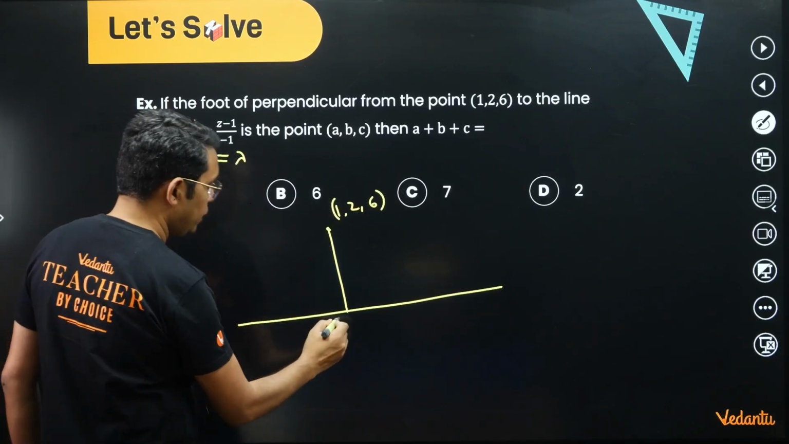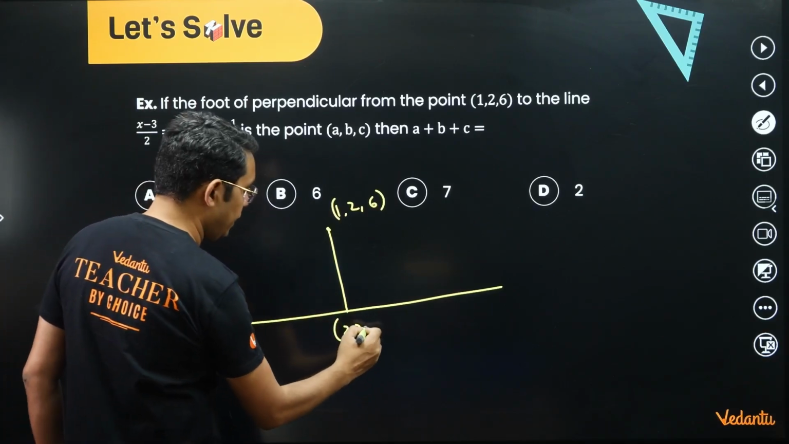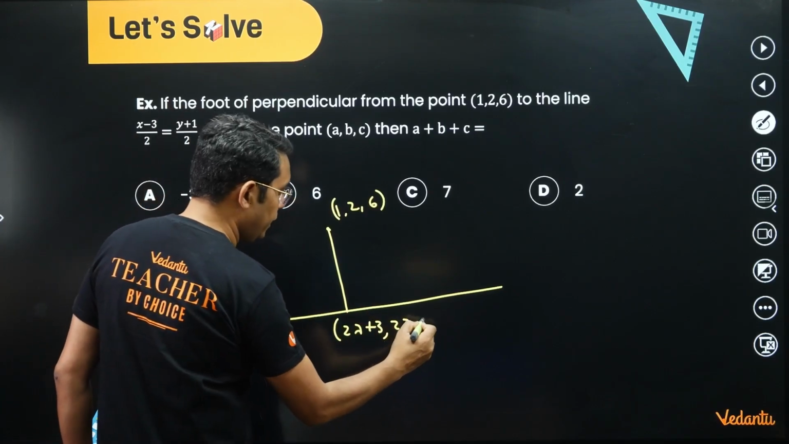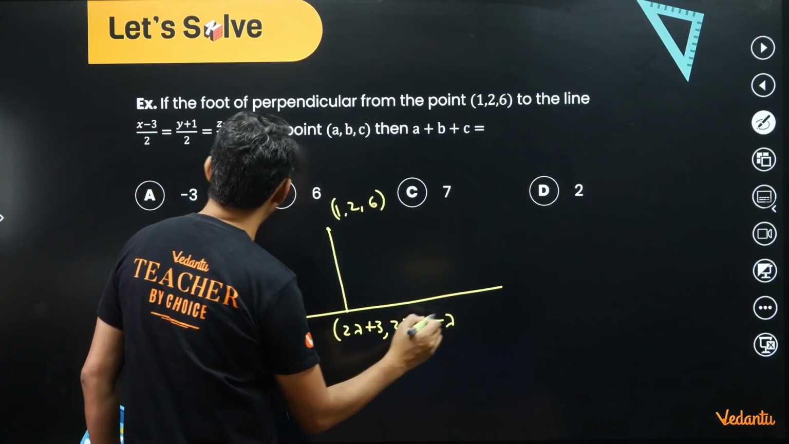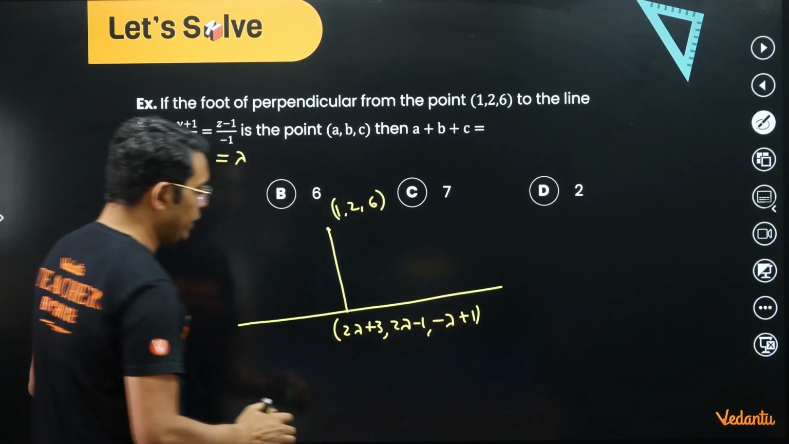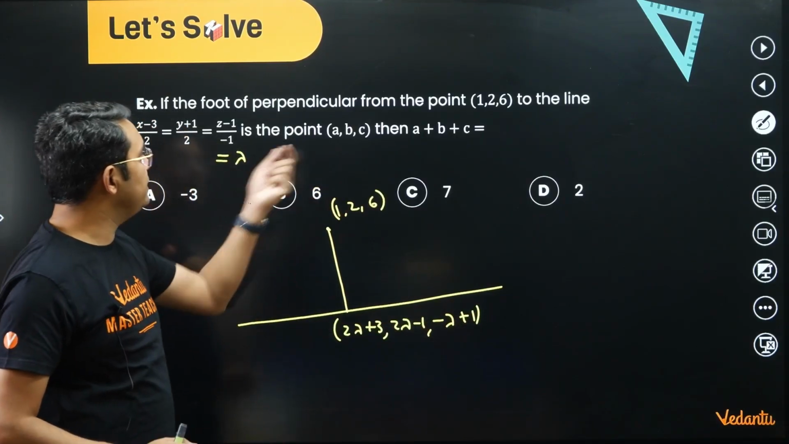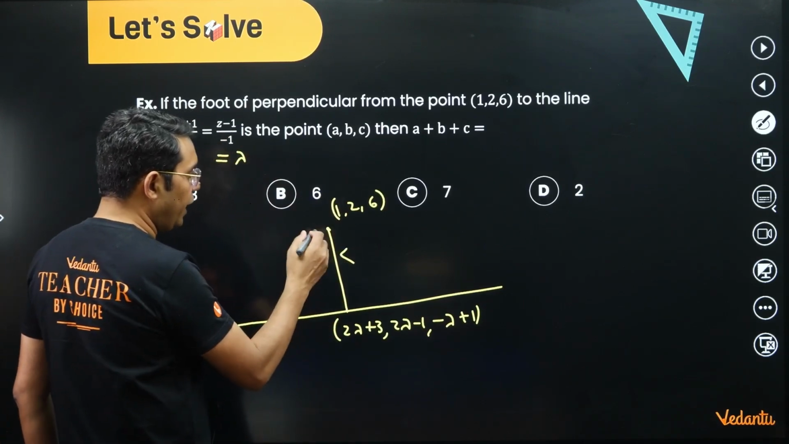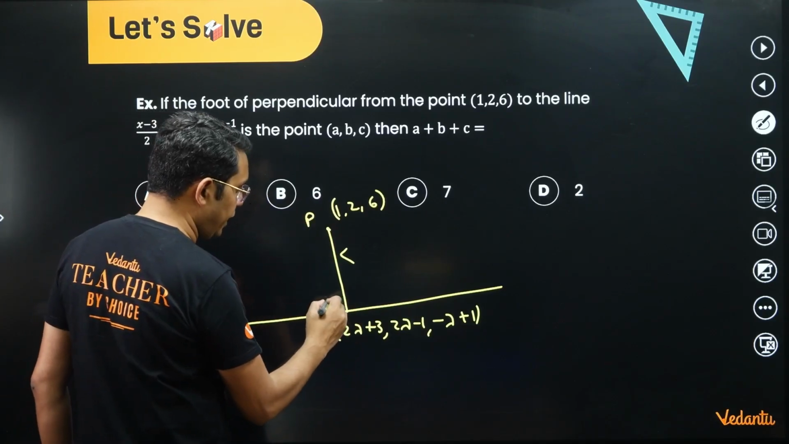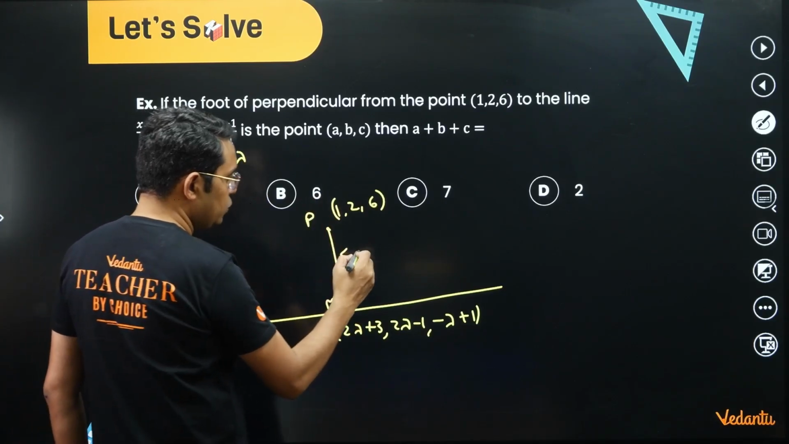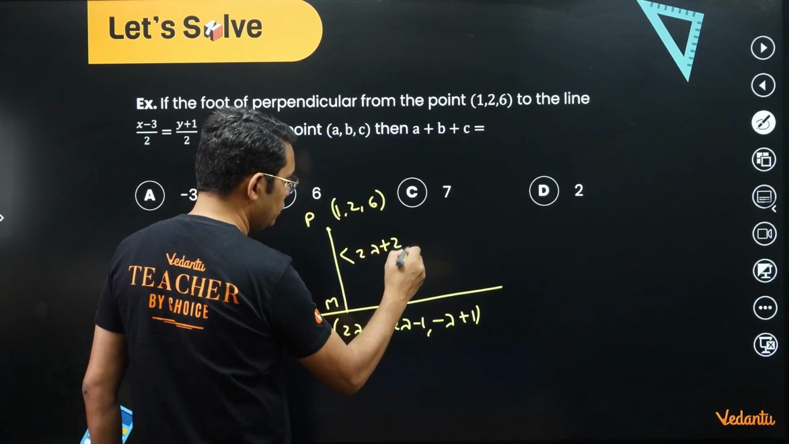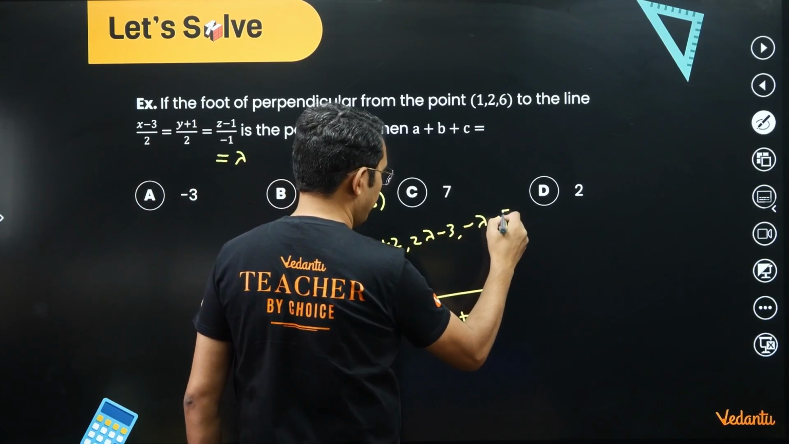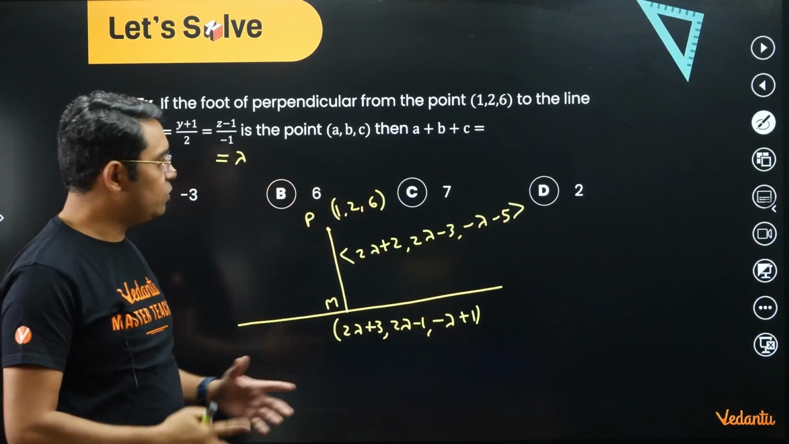Then this point will be 2 lambda plus 3, 2 lambda minus 1 and minus lambda plus 1. In fact, this will be A, this will be B, this will be C, as they have said, this point being ABC. Now, the direction ratios of the line joining P and let me call this point M will be this minus this. So it will be 2 lambda plus 2, 2 lambda minus 3 and minus lambda minus 5, I think. Because minus lambda plus 1 minus 6 is minus lambda minus 5.